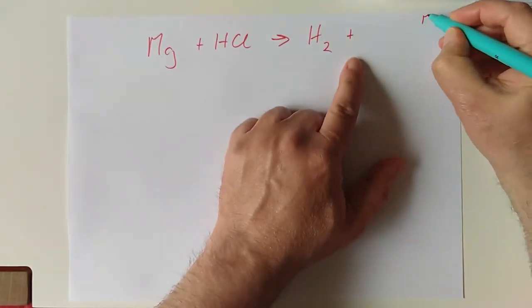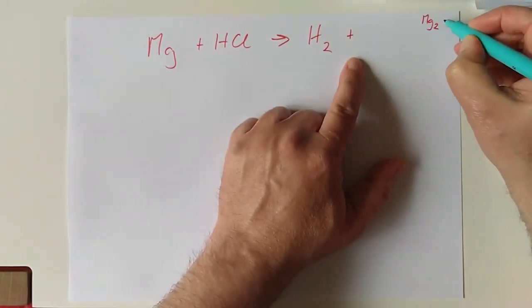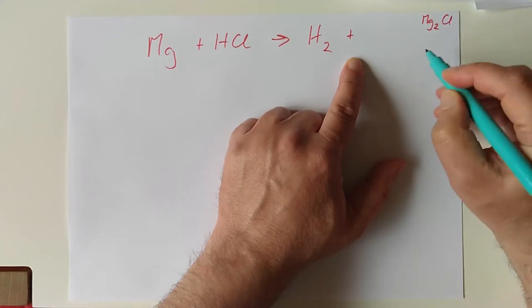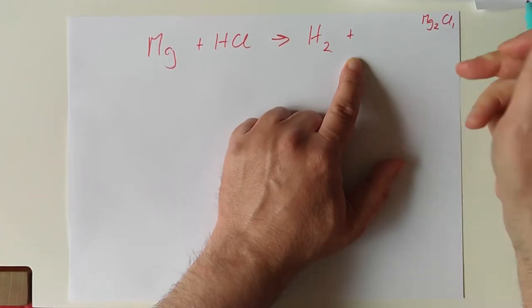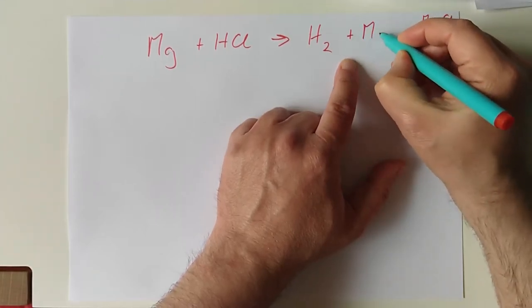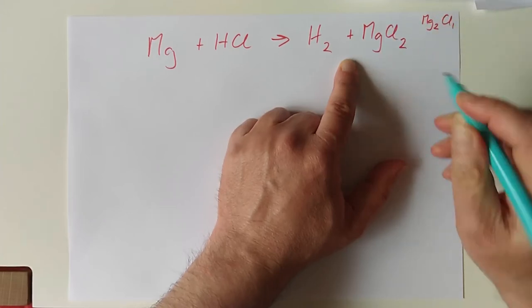We'll just do it in the corner here. Mg, valency 2, because it's in group 2. Chlorine is in group 7, so its valency is 1. Swap these round, you get MgCl2.